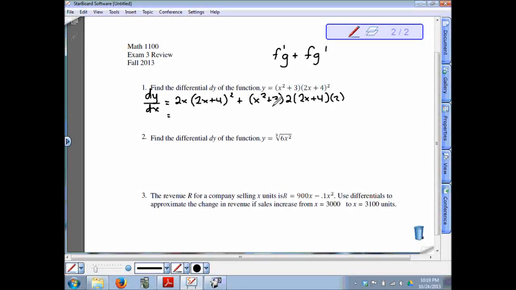If we wanted to simplify this a little bit, this is going to equal 4, because 2 times 2 would be 4, times 2x plus 4. Now consider what the left side has in common with the right side. They have a 2x plus 4 and a 2 that can factor out. So we're going to factor out a 2 times 2x plus 4. That's going to leave an x times 2x plus 4 plus 2 times x squared plus 3.